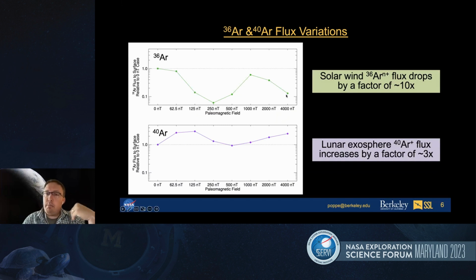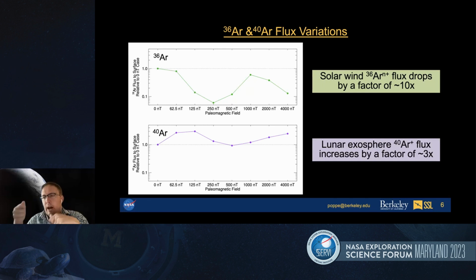We see that the paleomagnetic fields can suppress the argon-36 flux by about a factor of 10. So even though some flux is getting in through the cusps or in the radiation belts, overall it's only 10% of the undisturbed flux. In contrast, the argon-40, which is starting within the paleomagnetosphere from the lunar exosphere and being ionized, is increased by about a factor of 2 or 3. So on one hand, we're holding off a bunch of the argon-36 from the sun, and we're retaining a little bit more of the argon-40 from the lunar exosphere itself.